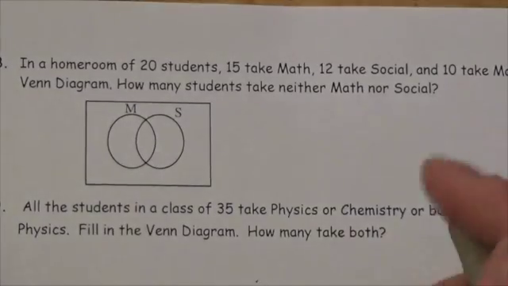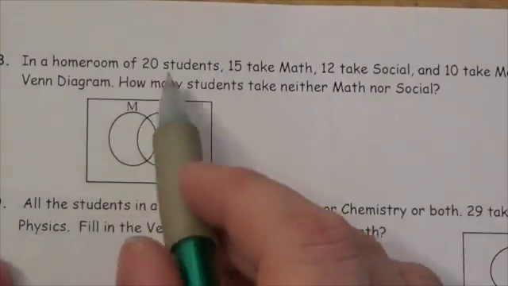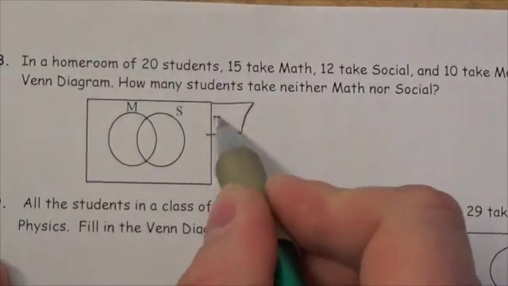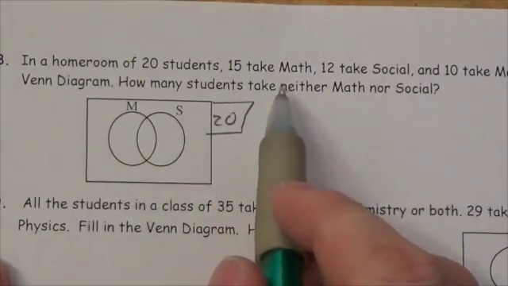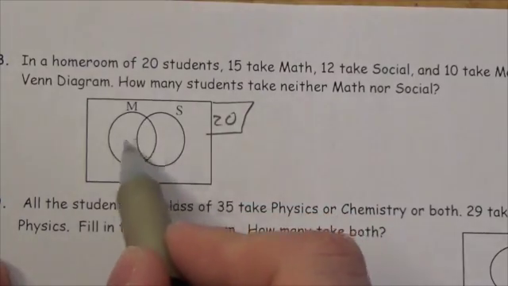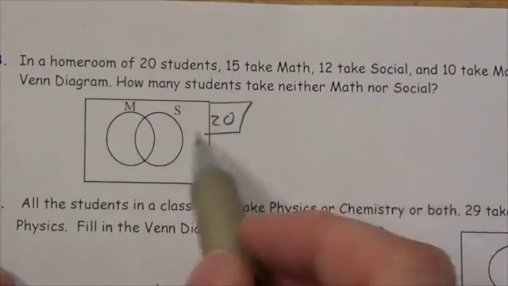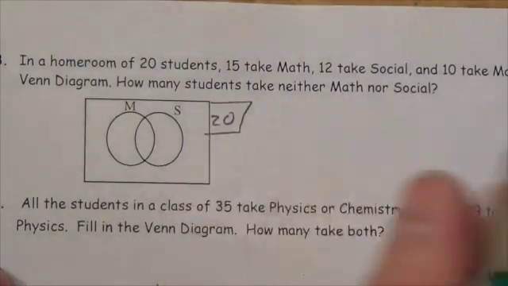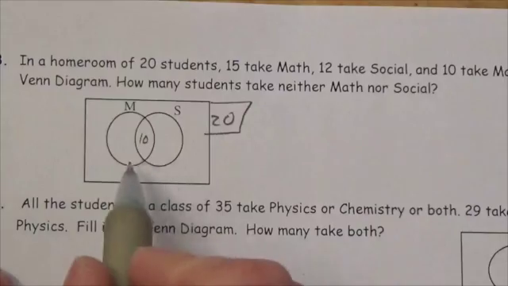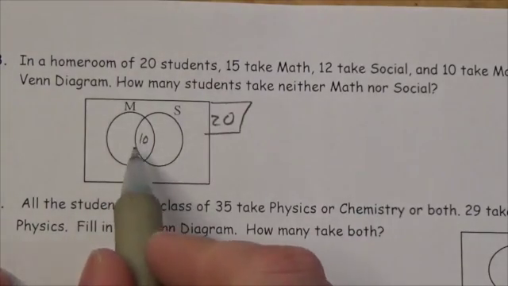In a homeroom of 20 students, 15 take math, 12 take social, 10 take math and social. Fill in the Venn diagram and identify the number of students that take neither math nor social. Okay, so in this case, 20 students total, so maybe we'll put the 20 out here. 15 take math, so that's both these regions in the circle. I don't know what goes where first. 12 take social, 10 take math and social. So there's 10 in that intersection between the two.